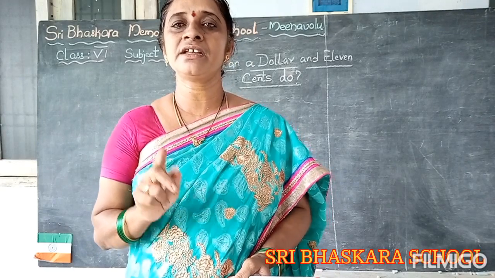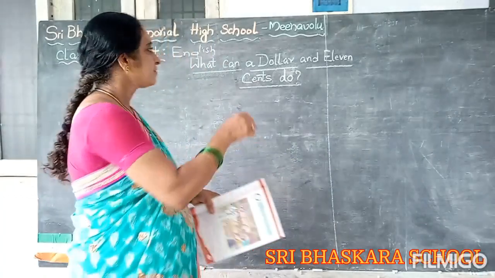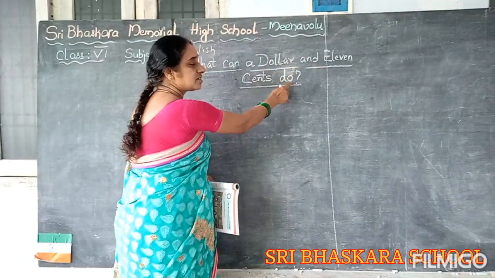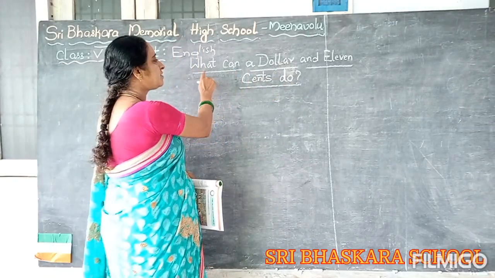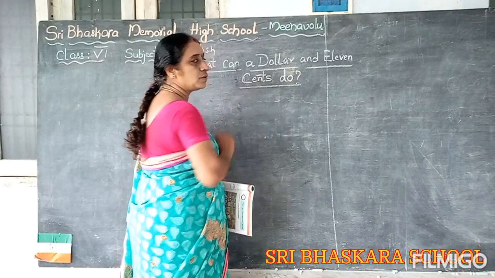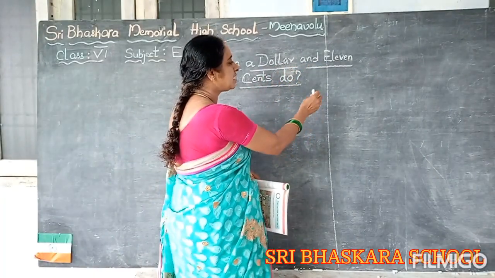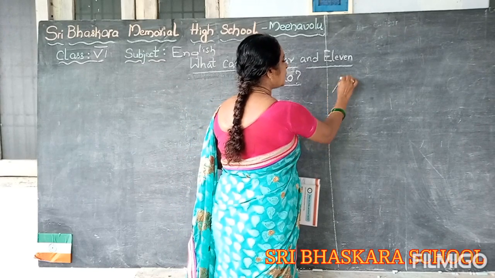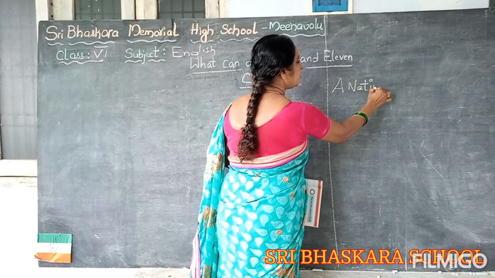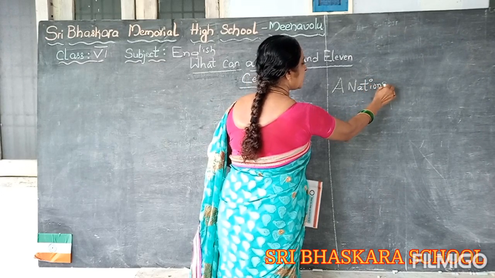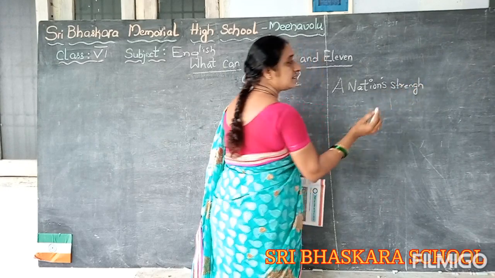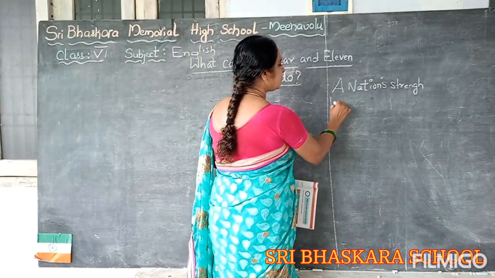In this third unit, our lesson is What Can Bill Do? In the third unit, the name of the first lesson is What Can Bill Do? And also in this unit, the second lesson is the poem, A Nation's Strength. What is the poem in this unit? A Nation's Strength. Okay, and the third lesson in this unit is Wilma Rudolph.